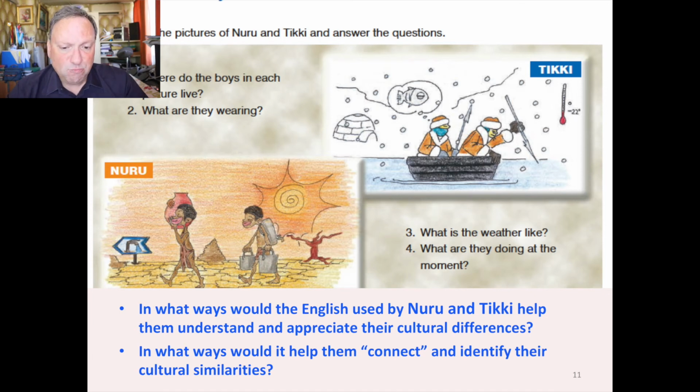And in what ways would it help them connect and identify their cultural similarities? Again, it's the same idea of connecting with another person who is not a native speaker of English at the same level as them, through this cultural approach, intercultural communication.